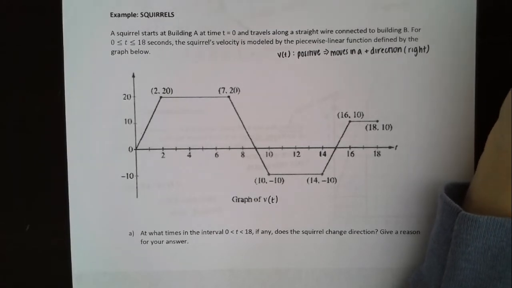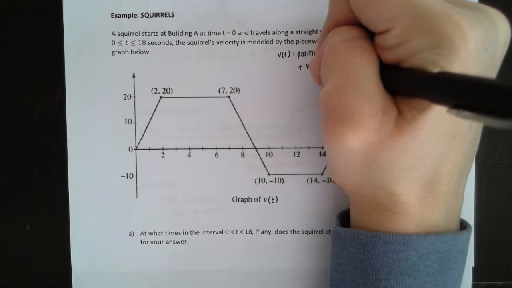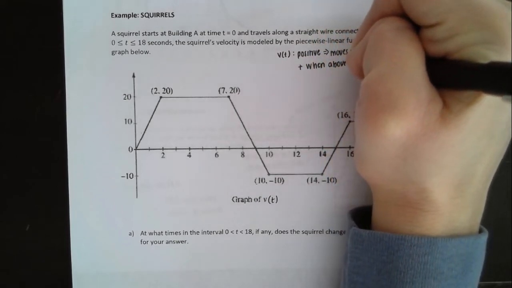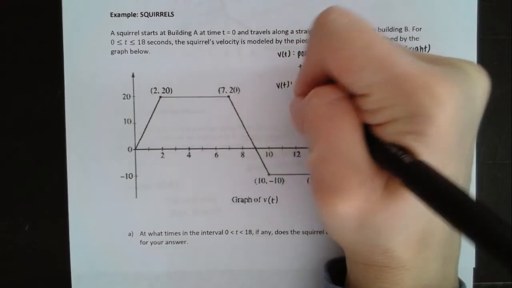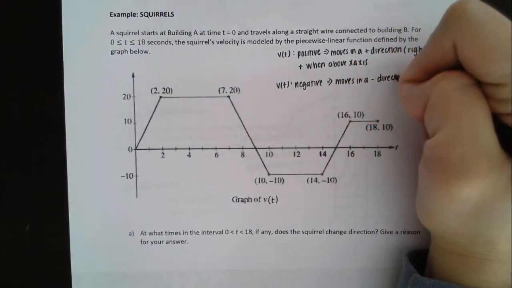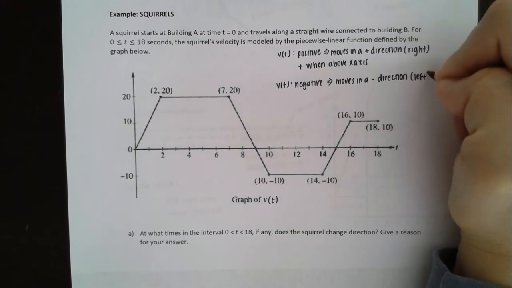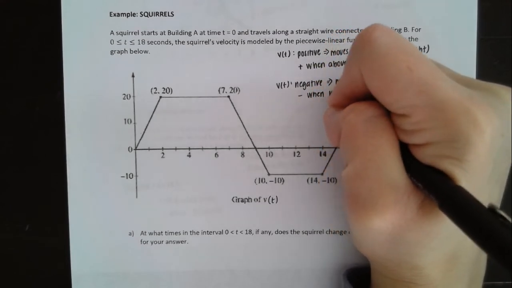But if we're talking about the graph of the derivative or the graph of velocity, we know that the graph of v of t is positive when it's above the x-axis. And we can also say the opposite. When v of t is negative, we know two things. We know it's moving in a negative direction, which probably means that we're moving to the left. And we know that the graph of v of t is negative when it's below the x-axis.